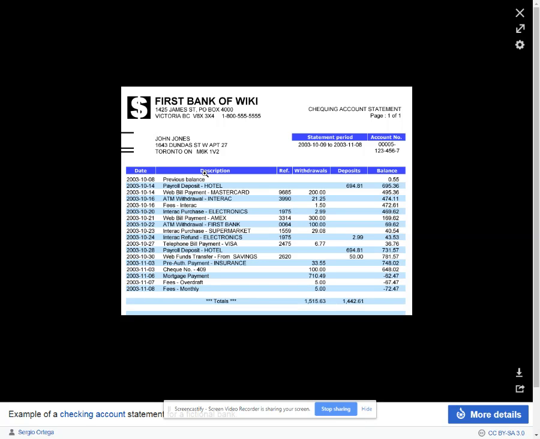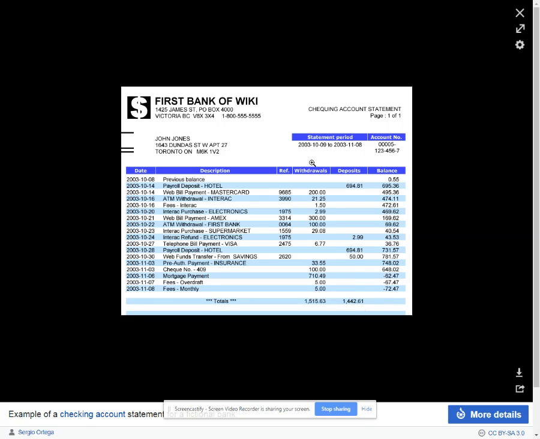The description of each item is listed here, and the reference number for them is listed here. Now, the reference number is not a money total. It has nothing to do with the actual money. It's just a reference, kind of like the account number itself. That is an easy way for a bank to look things up if you need them to. The money is actually listed here in the withdrawal section, the deposit section, and the balance.